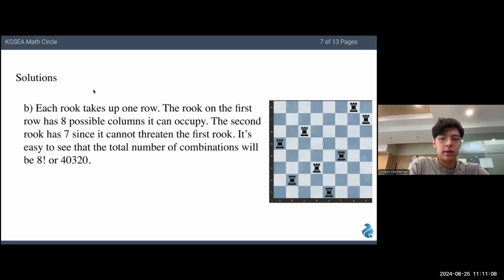So now question B. Since each rook takes up one row, the rook on the first row has 8 possible columns it can occupy. The second rook has 7 since it cannot threaten the first rook. And now it's easy to see that the total number of combinations will be 8 factorial, or 40,320.